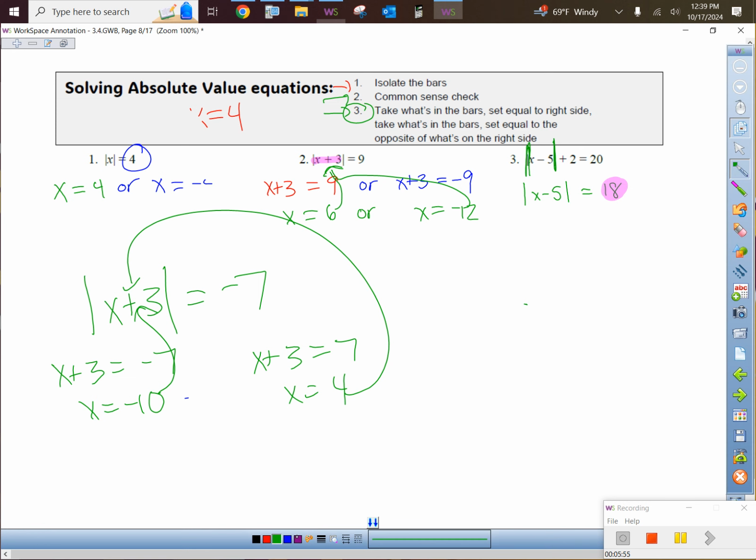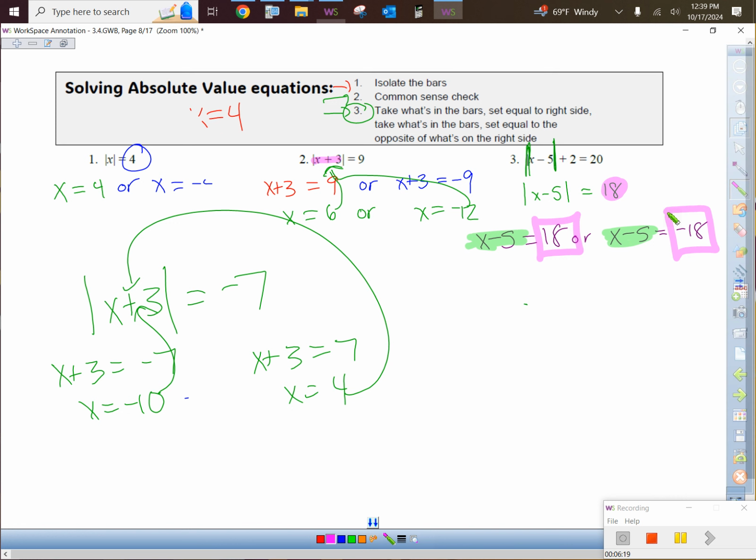Now we set up 2 equations. Take what's in the bars, set it equal to what you see. I saw 18. Or take what's in the bars and set it equal to the opposite of it. So this never changes. That never changed. The only thing that changes is in these pink boxes. One time it's 18, the other time it's negative 18. Solve each equation for x.